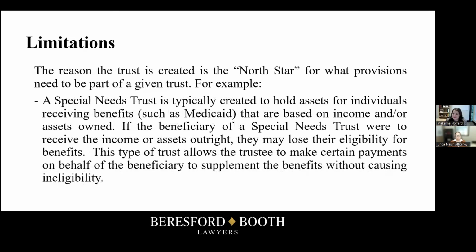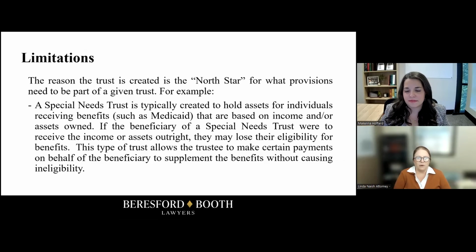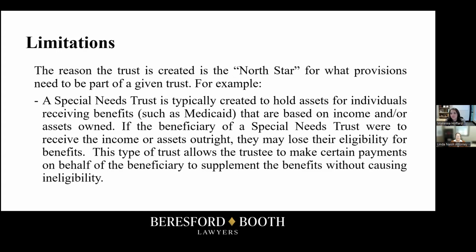So, for example, certain types of trusts are going to limit how distributions can be made, or require that certain terms be included. A good example of this is what's called a special needs trust, or nowadays they're calling it a supplemental needs trust. This is a specific type of trust that's typically created when you have somebody who's receiving income-based benefits like Medicaid or SSI, where if the individual was to receive too much income or too many assets, they may become ineligible for those benefits for a period. And for some people receiving these benefits, that could be a big hit financially.